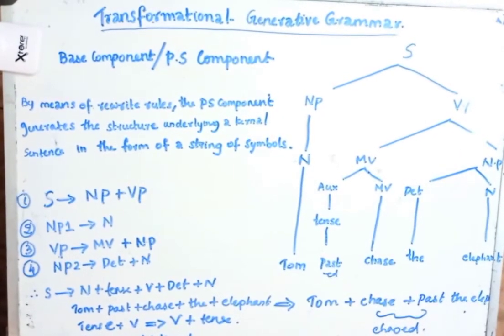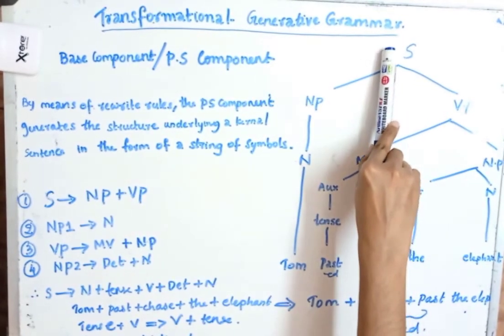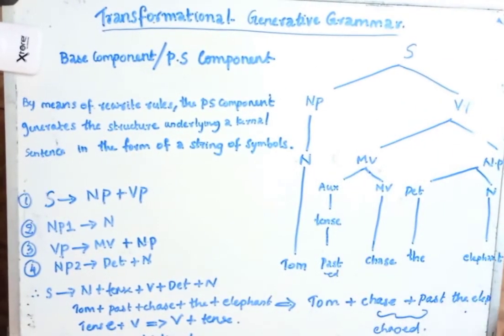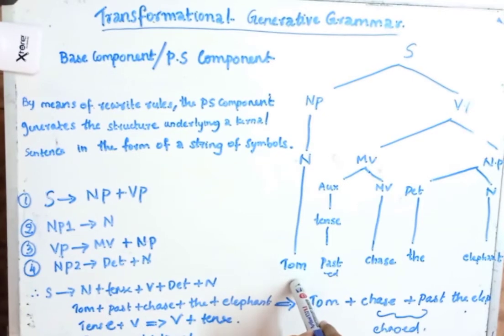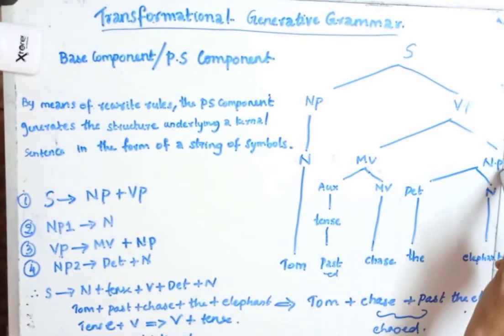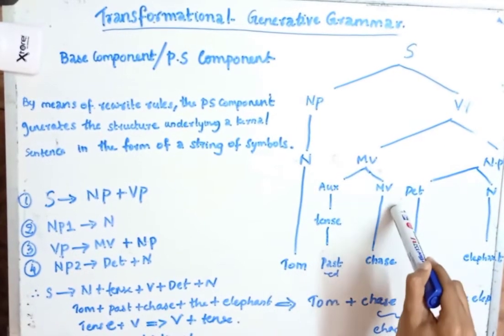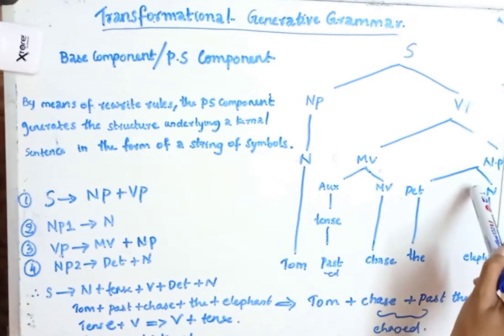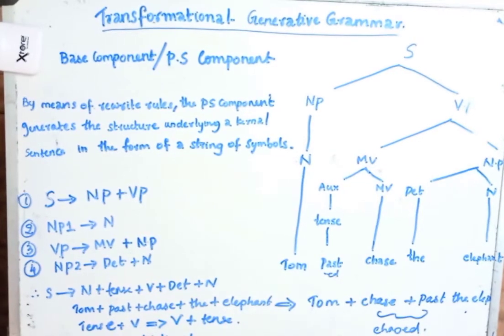So this is how it goes. From the top, if we look, the sentence can be divided into a noun phrase and a verb phrase. Here there is only a noun in the noun phrase, and the noun is Tom, which is a proper noun. The verb phrase consists of a main verb and a noun phrase. The main verb has an auxiliary tense, and the main verb is chase, and the noun phrase consists of a determiner, the, and the noun elephant. So this is how it is represented using a PSG.